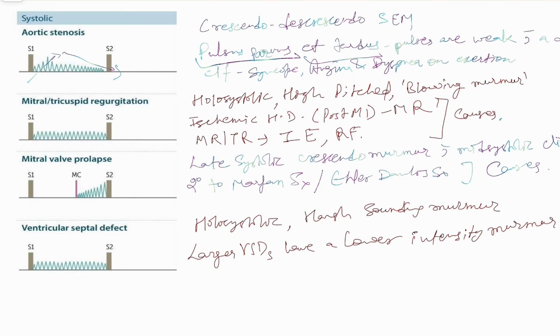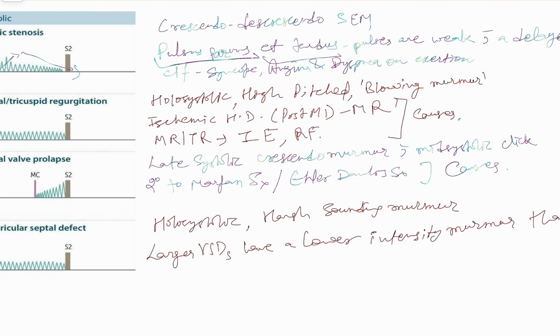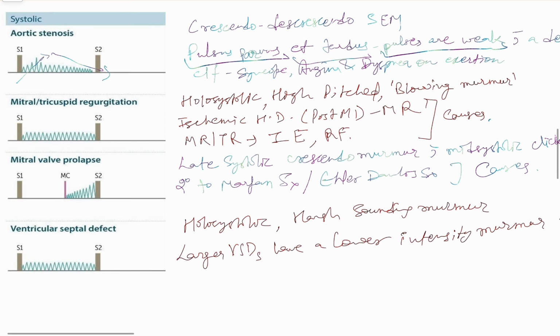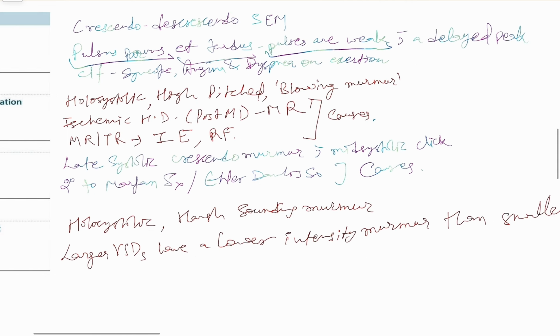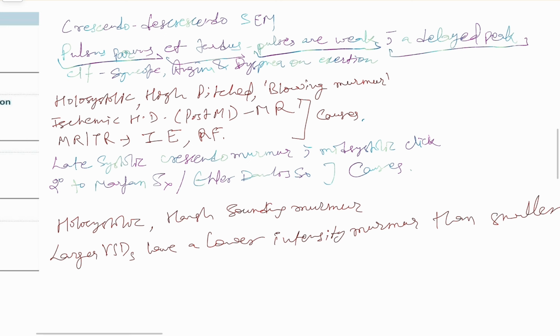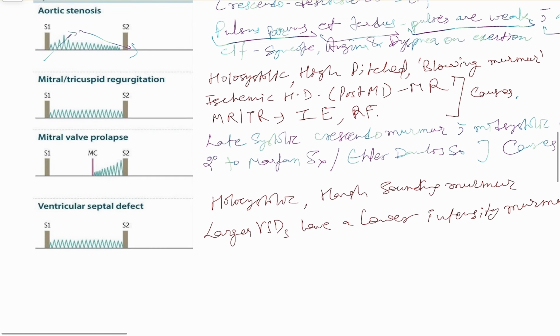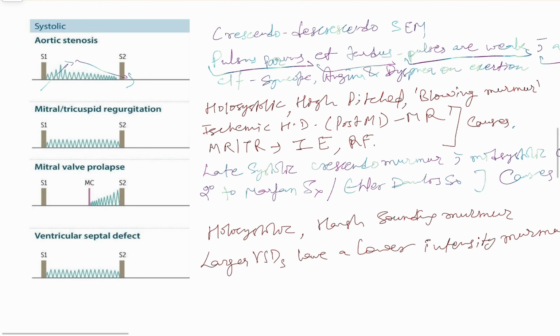Pulsus parvus basically means that as the severity increases, the pulse in aortic stenosis becomes weaker. When there is severe aortic stenosis, it presents with a delayed peak as well. So that we talked about the pulse, and clinical features would include syncope, angina, and dyspnea on exertion.